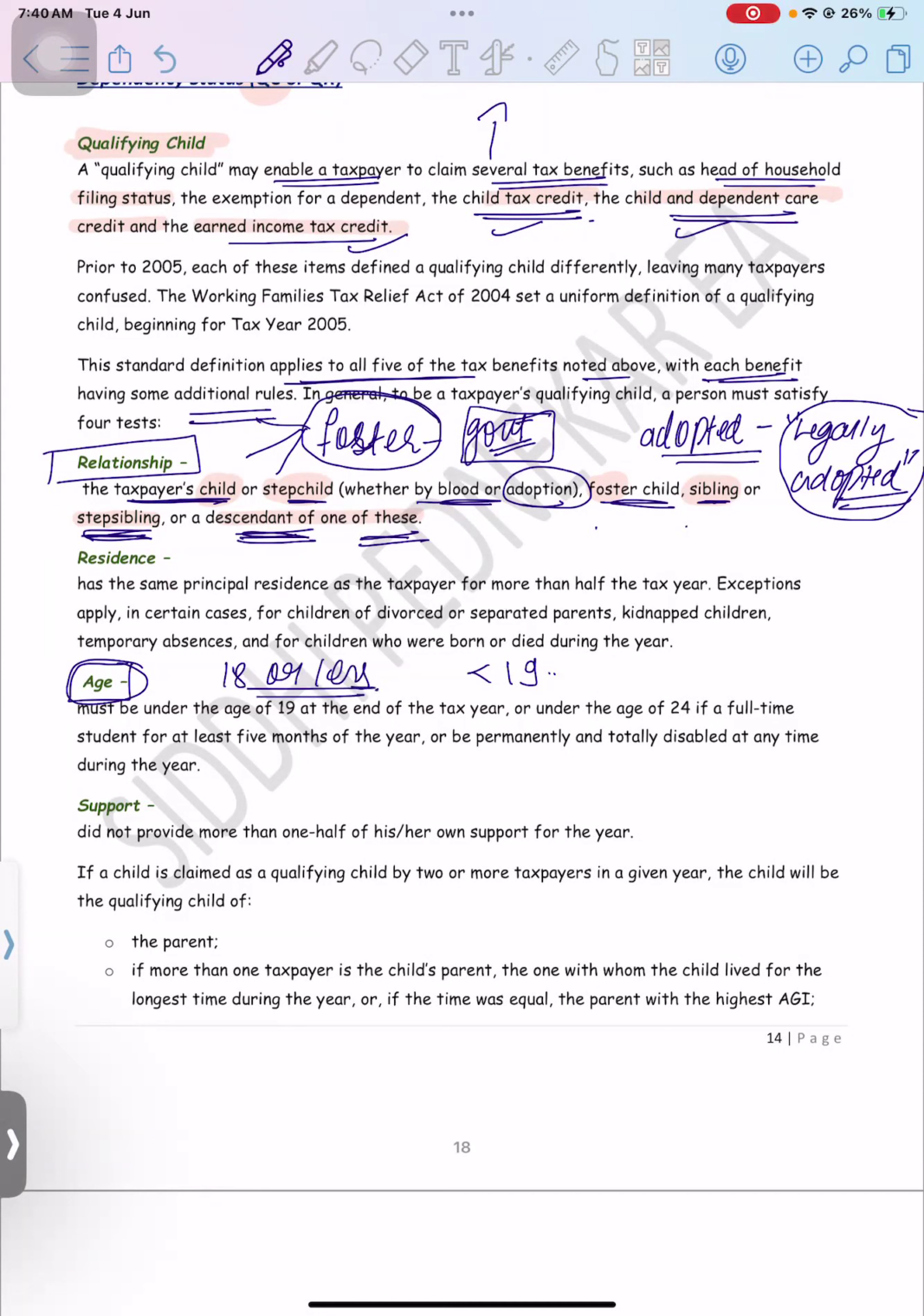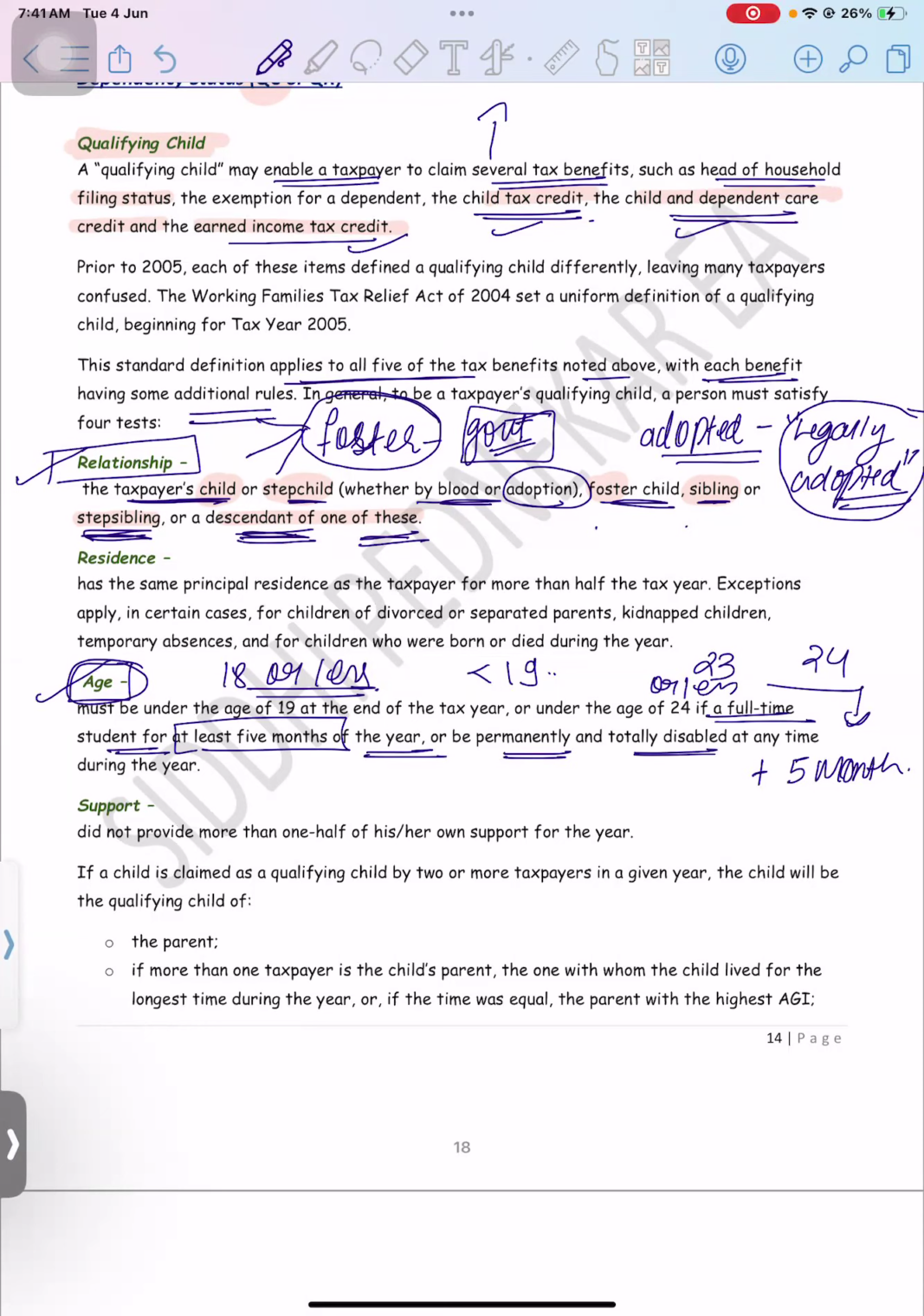You can remember it like this: it should be 18 or less. Even if the child is more than 18 years, if the age limit is up to 24, meaning 23 or less, plus a full-time student for at least 5 months with full attendance in the college, or permanently and totally disabled. If he's permanently and totally disabled, then you can ignore the age limit criteria. So relationship, age limit. Age limit is clear, 18 or less, and here 23 or less.